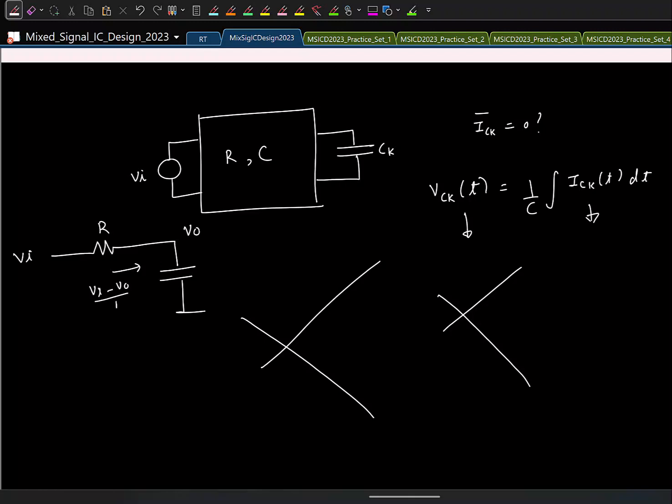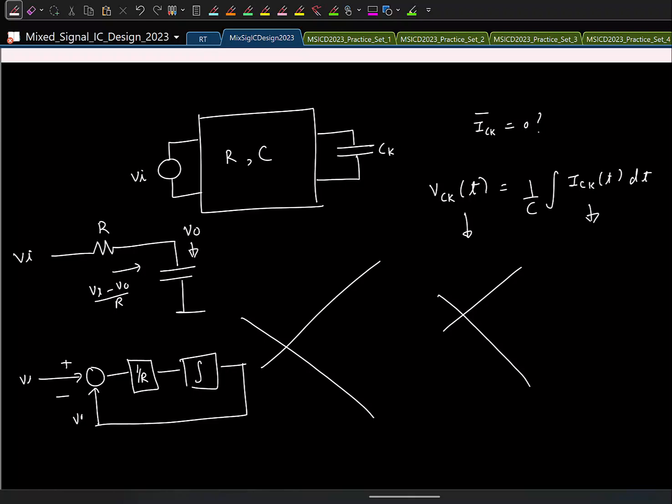Right? So I can actually model it like this. I have VI, I have V0. This is converted to a current. And once I know the current through the capacitor, how will I find the voltage? Integrate.